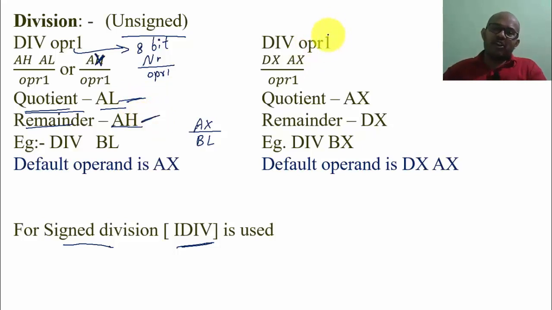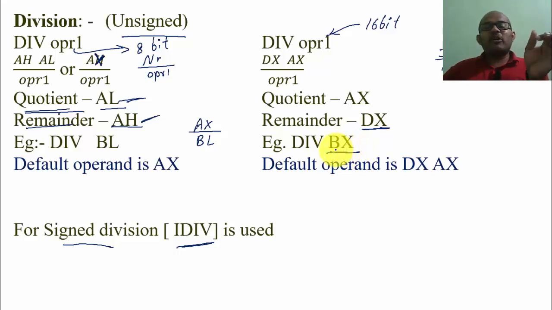Now if you are performing division followed by an operand 1 that is 16 bits wide, you are going to perform 32 bit by 16 bit division. The thumb rule is that if the denominator size is 8 bits, then the numerator size should be 16 bits wide. Now the default operand is DX AX divided by operand 1, and you preserve the quotient in the AX register and the remainder in the DX register. The instruction is DIV followed by one operand, for example DIV DX. If you want to perform signed division, you make use of IDIV.